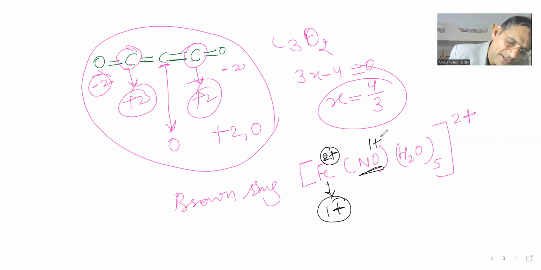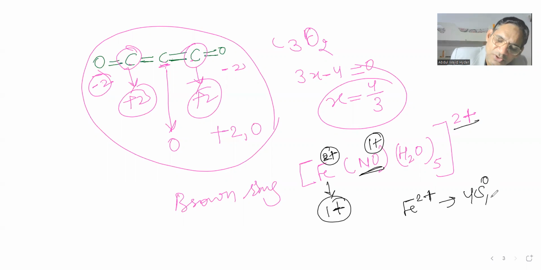So this 1 plus and 1 plus, that is why it is 2 plus. Now see, Fe2 plus, what Fe2 plus is? Fe2 plus is 4s0 3d5. This Fe2 plus will be taking 1 electron, so that 1 electron will be going to 3d, and instead of 3d5 it will become 3d6.